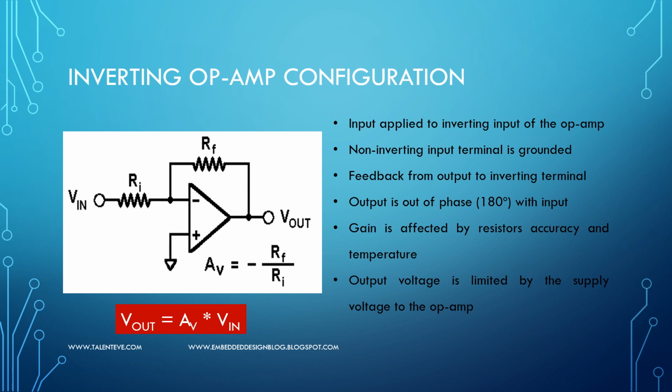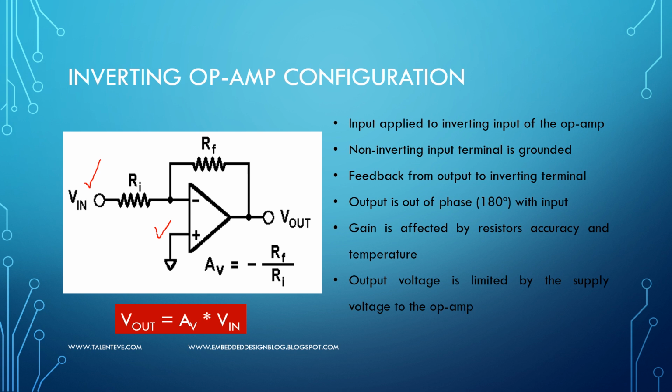Now moving further, let us talk about the different configurations in which an operational amplifier can be connected. One of the configurations is the inverting operational amplifier configuration, where the non-inverting terminal would be grounded and the inverting terminal would be connected with an input through a resistor Ri. There will be a feedback resistor from the output to the inverting terminal of the op amp. So this is how an inverting amplifier looks like.